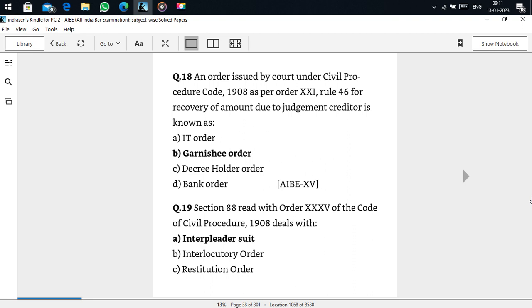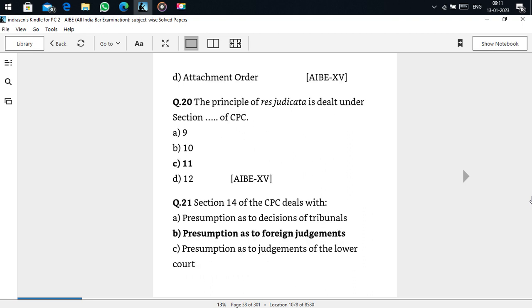Interpleader suits are important. See, interpleader means between two clients or two opposition parties, you try to create a pleader suit. That is Order 35. Section 88 talks about the interpleader suit. The principle of res judicata is under Section 11. Section 14 of CPC deals with the presumption as to foreign judgments. Just need to remember Section 14, presumption as to foreign judgment.